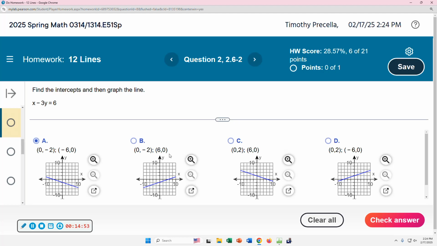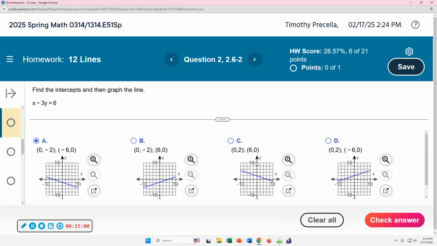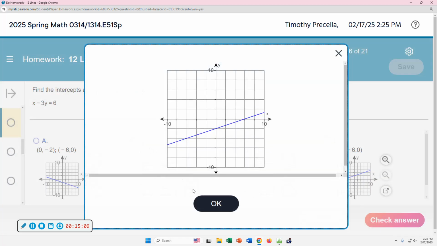Let's look at C. They have a 0, positive 2. And D, the same thing. There's only one option that has these two ordered pairs, 0, -2, and 6, 0. Response B.